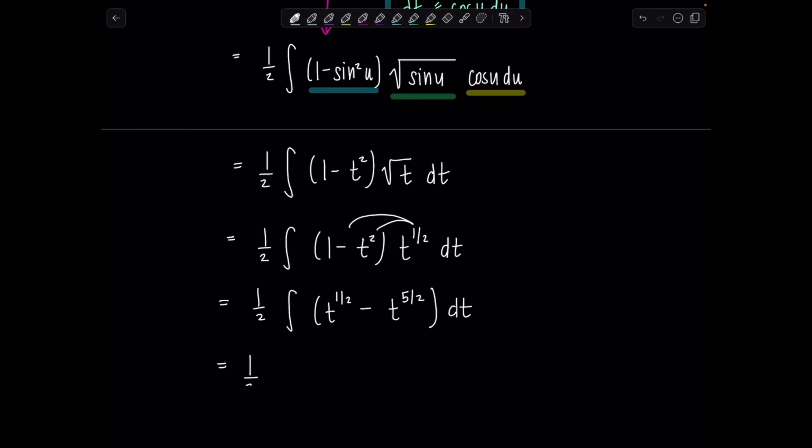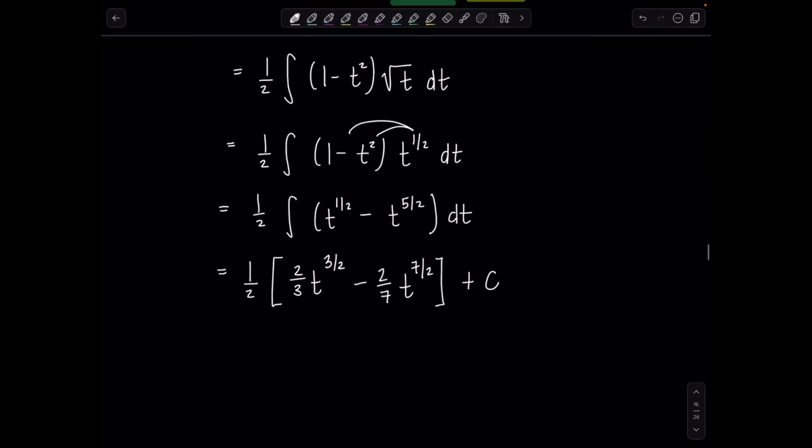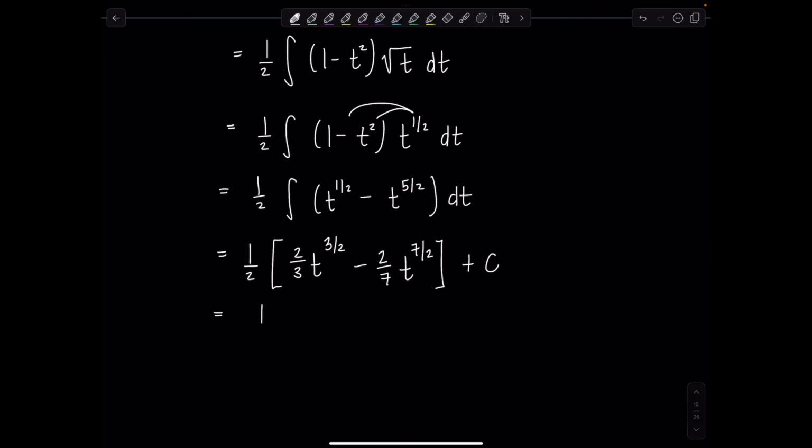All right, now we can anti-differentiate. So add 1 to the exponent, divide by the new exponent. That's the same as multiplying by the reciprocal. Minus, next one's going to be 2/7 t to the 7/2 plus c. And then I can distribute that 1/2 back through, and the 2's in the numerator cancel out. So lovely. So 1/3 t to the 3/2 minus 1/7 t to the 7/2 plus c.